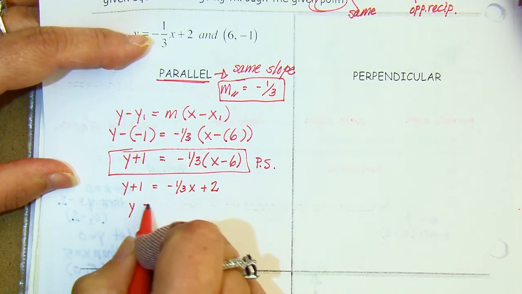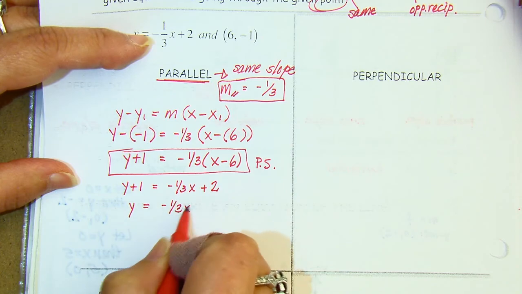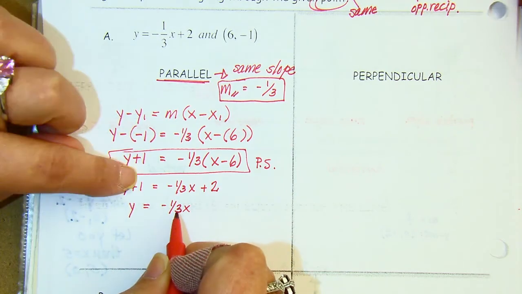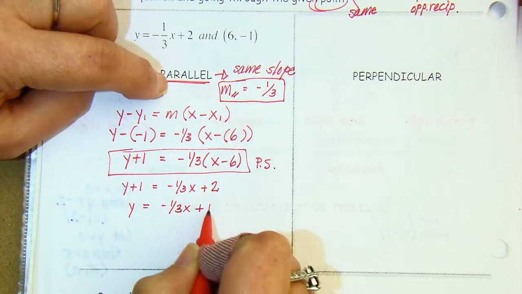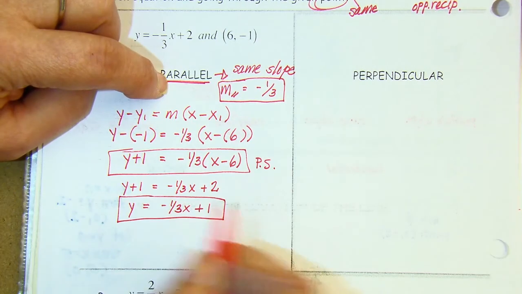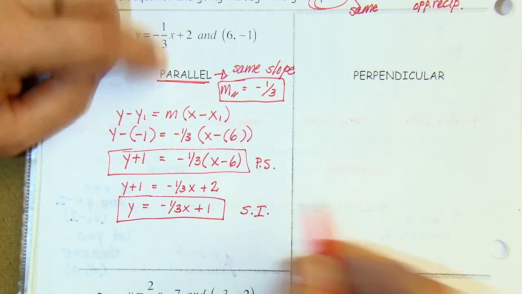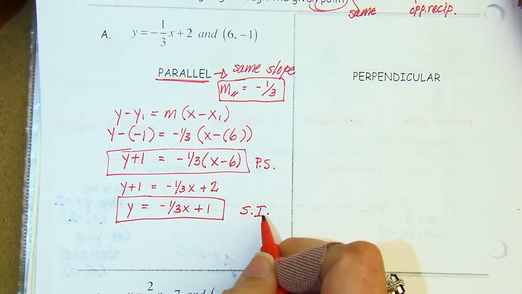So y equals negative 1/3 x, right? This is the variable term. I'm going to combine that with that. Plus 1. Put a box around it. I'm going to say this is my S.I., S.I. for slope intercept form.